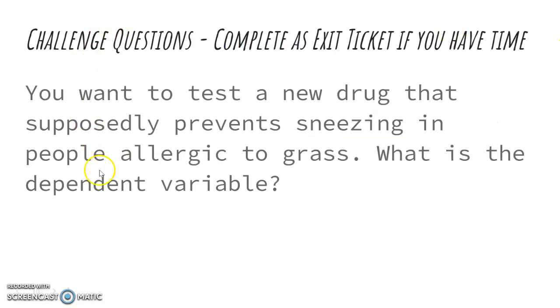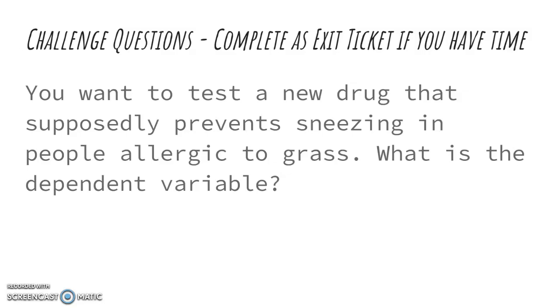So let's take a look at this question. I know it says challenge question at the top. It's not. I'm just going to go over and review it with you. It says you want to test a new drug that supposedly prevents sneezing in people allergic to grass. What is the dependent variable?